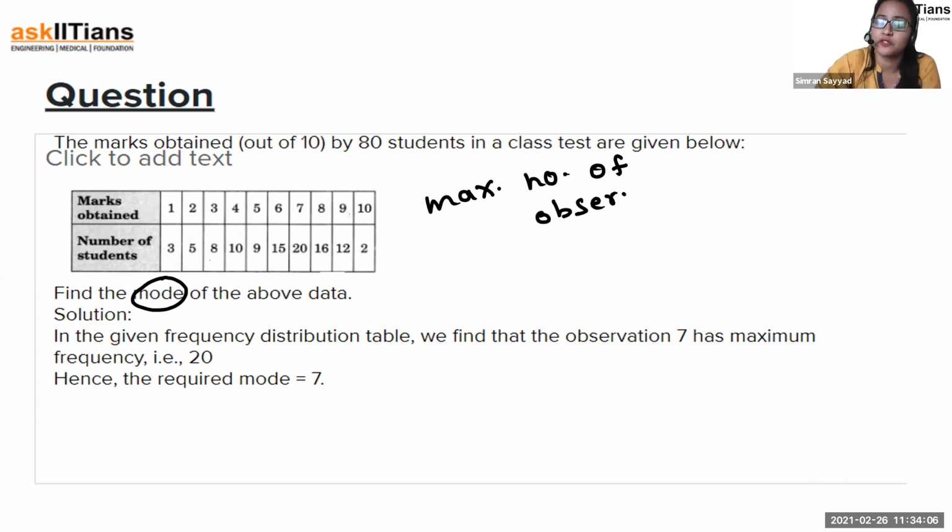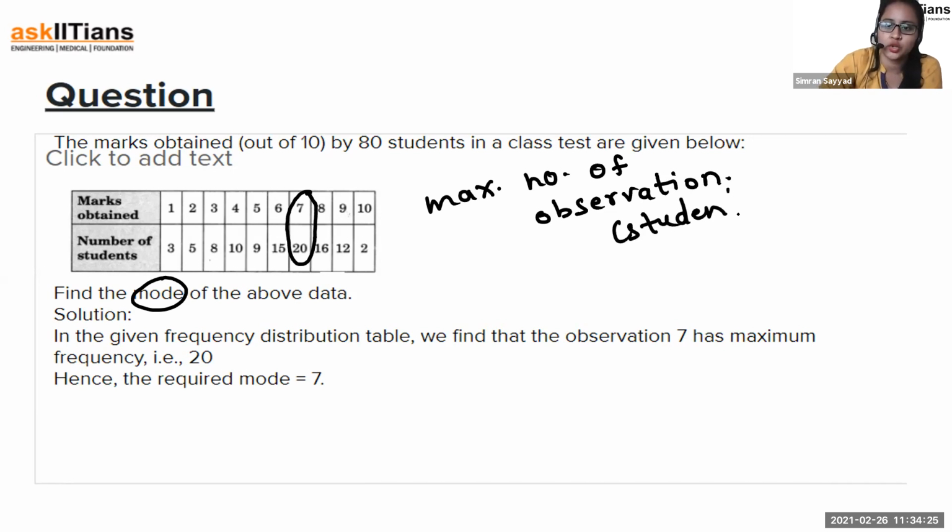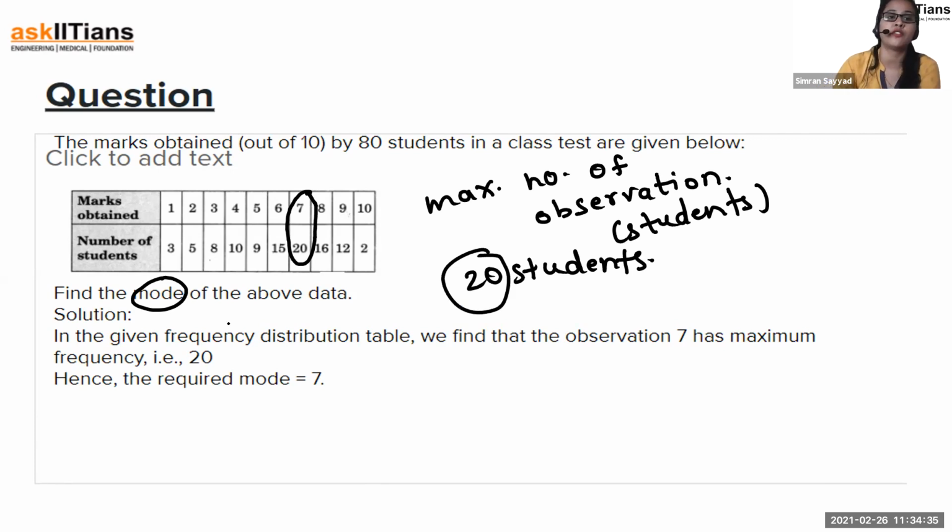Observations, not marks. You have to get the maximum number of observations. So ऐसे total कितने बच्चे हैं that they have got the maximum number of observations. So you can see 7. यहाँ पे maximum number of observations is nothing but the students जिनको 7 marks मिले हैं. So there are 20 students who have got 7 marks. So 20 is nothing but the number of observations.